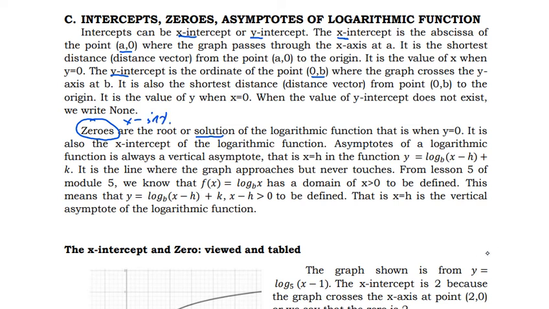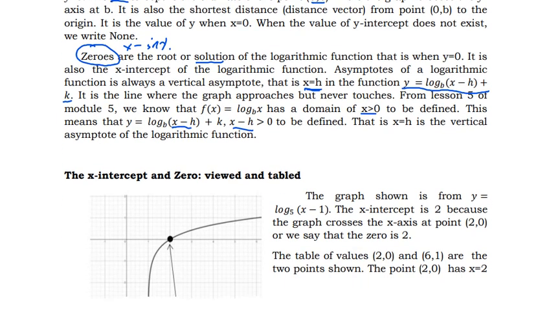Say, for example, we've got y is equals to log of, this is the transformation actually. Log of x minus h base b plus k. It is the line of graph approaches but never touches. X equals h is our vertical asymptote. We'll define this one later on kung bakit siya naging vertical asymptote. And always, ang x natin must be greater than 0. And therefore, kung ang argument natin ay x minus h, therefore x minus h must be greater than 0, or x equals h is our vertical asymptote.